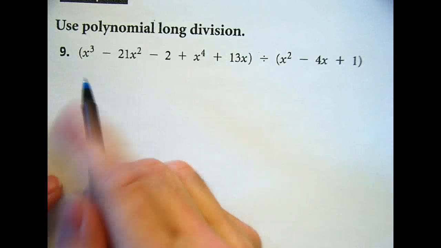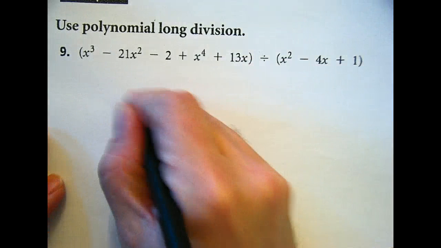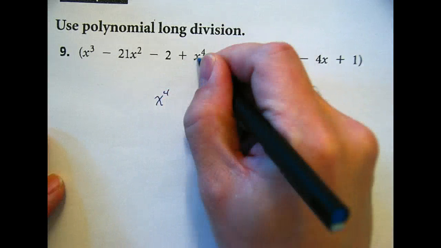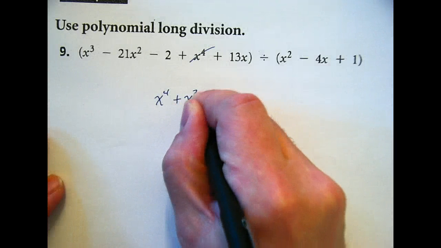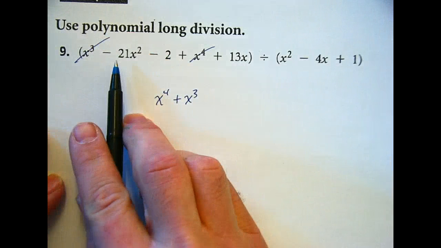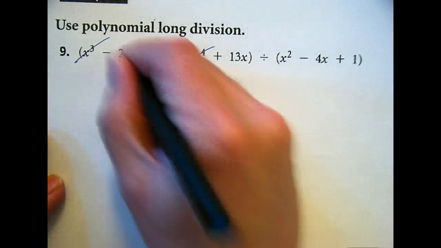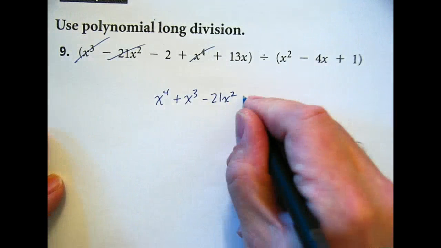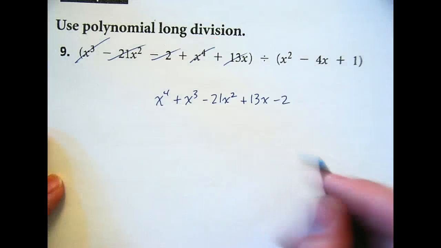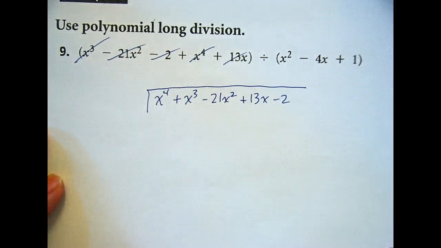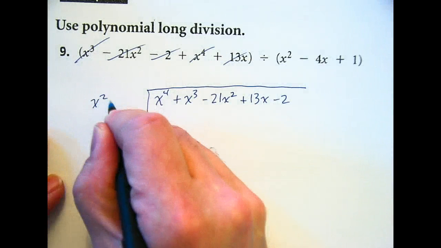Okay? So we have an x to the fourth, no other x to the fourth, so that's our greatest. We have x cubed and no other x cubes. We have an x squared and no other x squareds. It's a negative. We have a 13x and we have a negative 2. All right, so we've got all of our terms there, and that's our divisor there. We haven't missed any degrees there. And then we have x squared minus 4x plus uno.